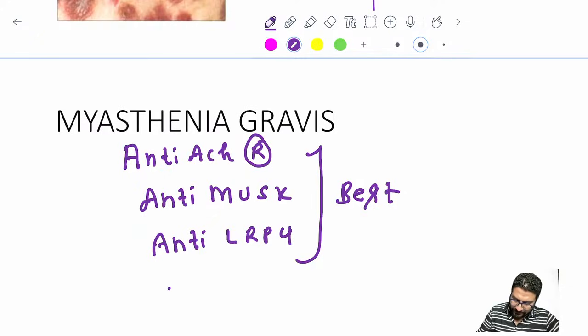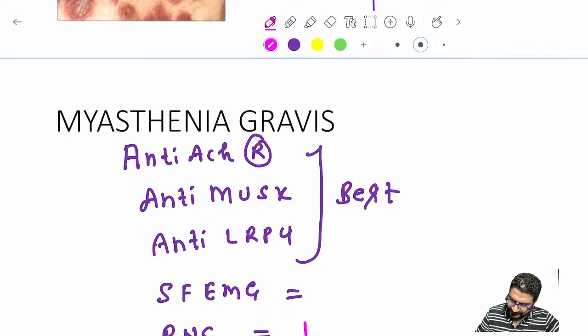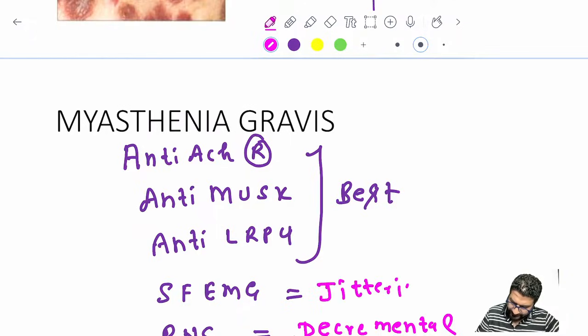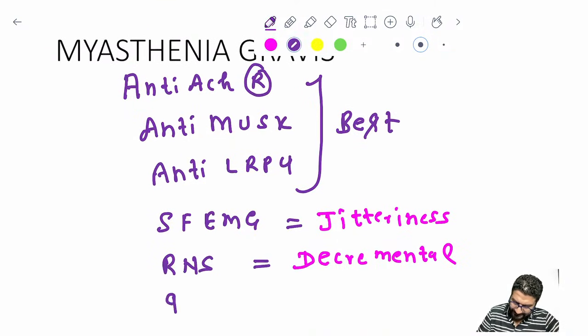Then what else can we do? We can do single fiber electromyography. This is a sensitive investigation. Or we can do RNS, repetitive nerve stimulation. In repetitive nerve stimulation, you will see decremental response. And here you will see jitter. एक बेड साइड टेस्ट होता है, इसको बोलते हैं ice pack test. And we can do a provocative test called tensilon test.